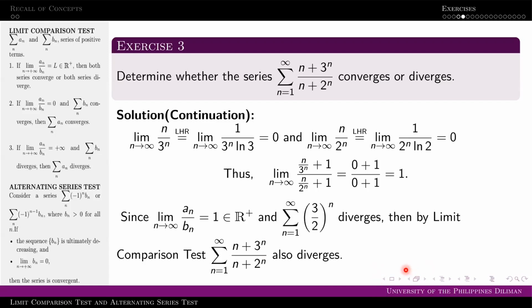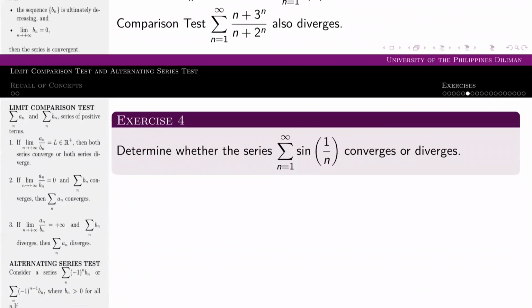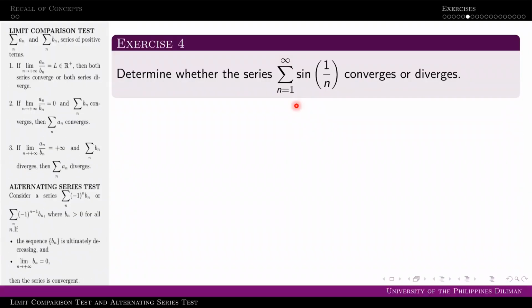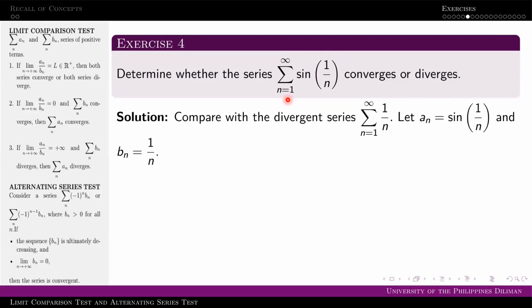So, let's move on to exercise 4. This time, we're given the sum from 1 to infinity ni sine 1 over n, and hindi pa natin to natry before, so wala tayong idea if convergent ba siya or divergent. But since yung nakikita lang natin na familiar series within an is 1 over n, perhaps let's try the route na nagda-diverge siya. So, piliin natin si 1 over n as our series for comparison.